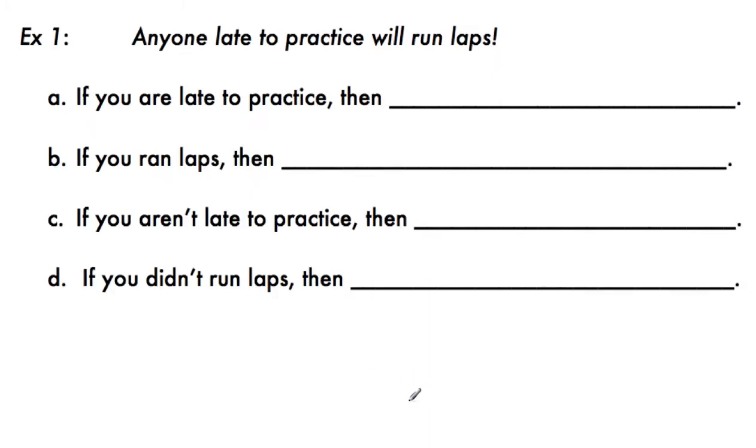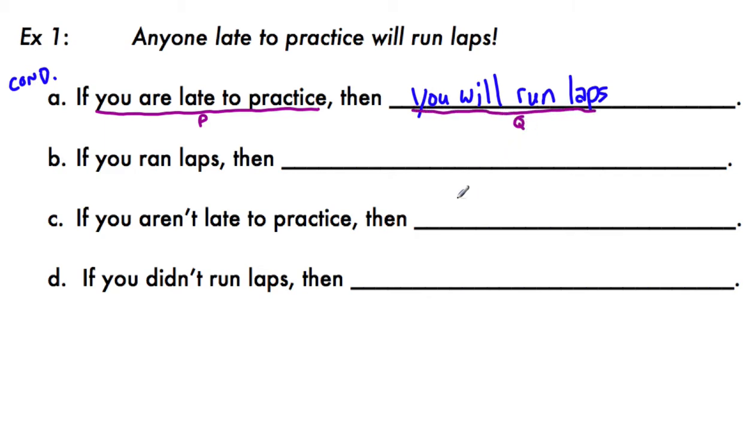Okay, so let's look at an example. Example 1: anyone late to practice will run laps. So that's our given statement. Let's start in part A by converting that to a conditional. This is our conditional statement: if you are late to practice, then you're going to run laps. So we've got our hypothesis here and our conclusion here, our P and our Q.